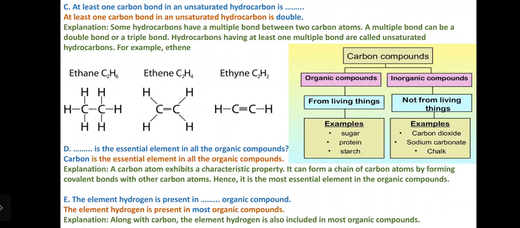Another question is, besides, there is a chart given. The carbon compounds are classified into organic compounds and inorganic compounds. We get organic compounds from living things. Examples: sugar, protein, starch, animals and plants also.